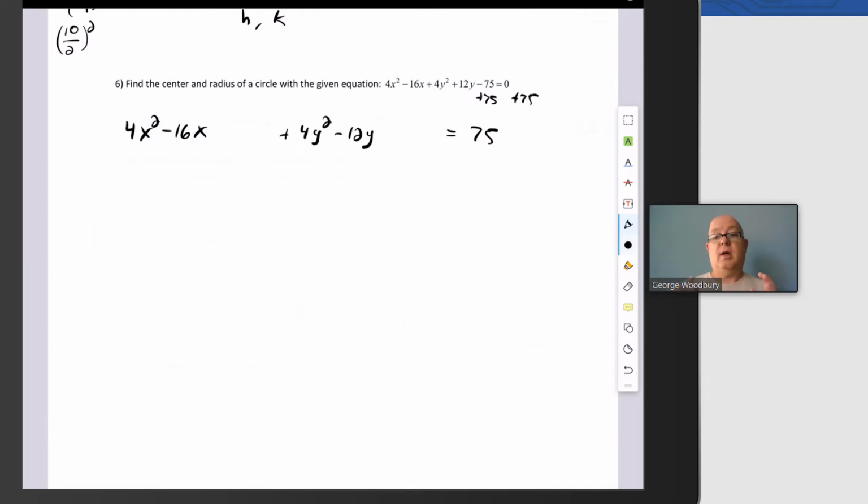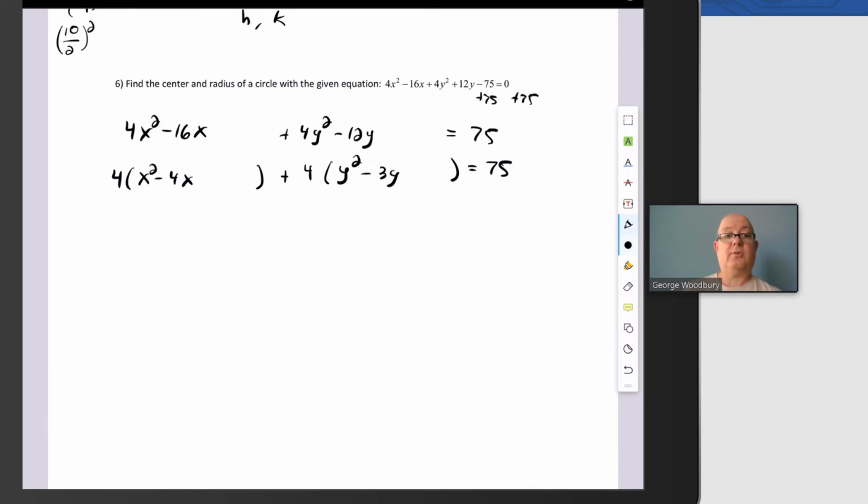So here, to complete the square, I need to factor out the common factor first, and the common factor for the first two terms is 4. 4 times x squared minus 4x, and I'm going to close some parentheses there, but I'm leaving a space so that I can complete the square. I'll do the same with y. Factor out the common factor of 4. That's y squared minus 3y. Leave some space, and that's equal to 75.